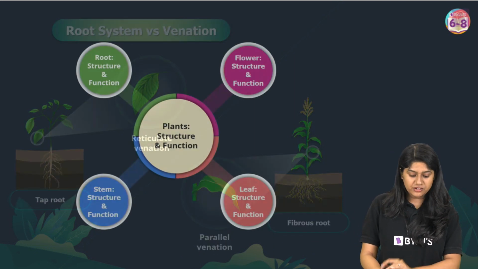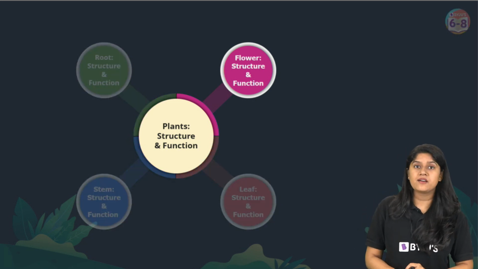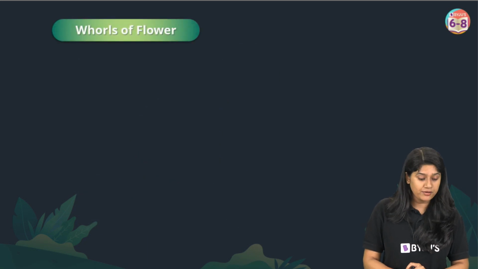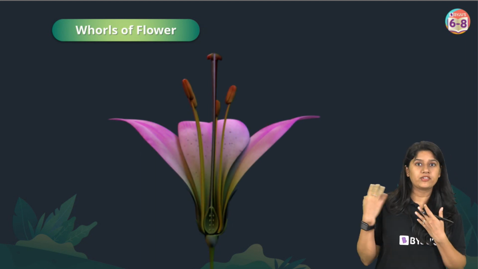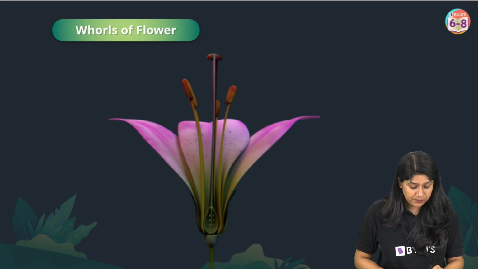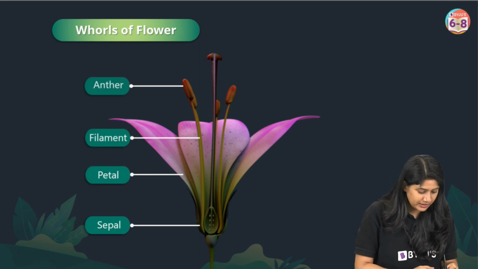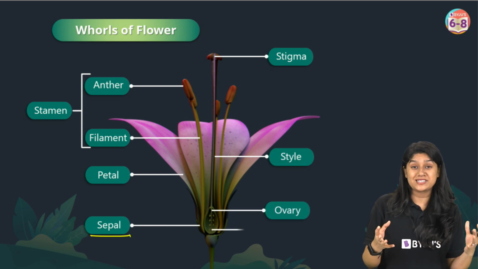So we can say that we have discussed the root, stem, and the leaves. Now what are we left with? We're just left with the flower. And first, we'll be discussing the different parts of the flower, or we say whorls of a flower. So in a flower, over here we have a beautiful flower. It has different parts altogether. It has the green little part, which is the sepal. Then it has the beautiful colored part, which is called the petals.